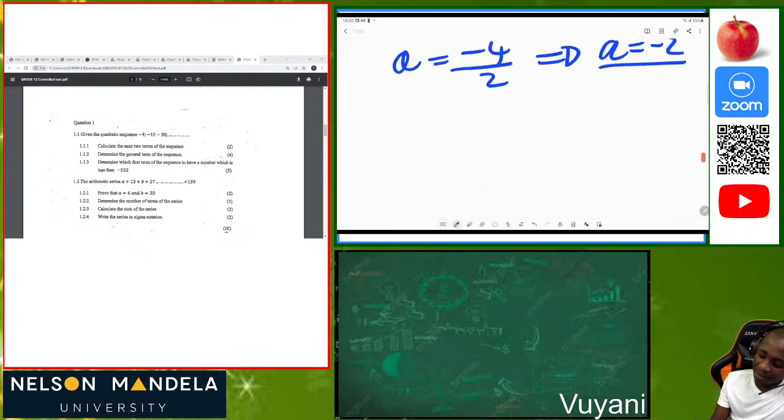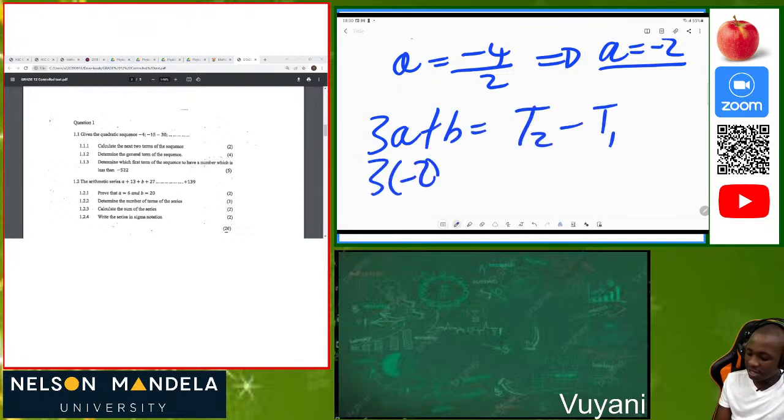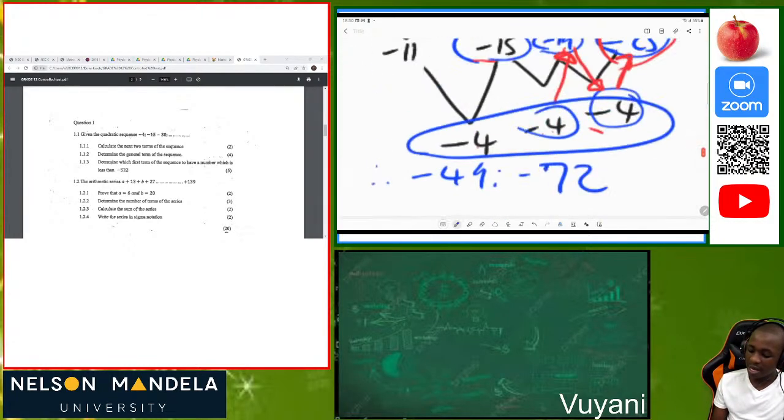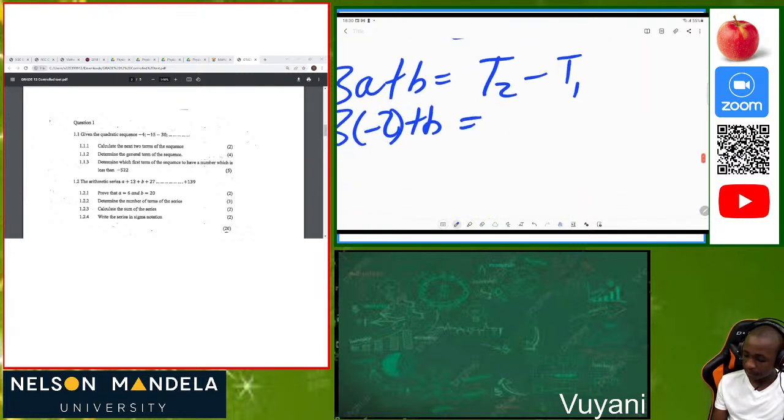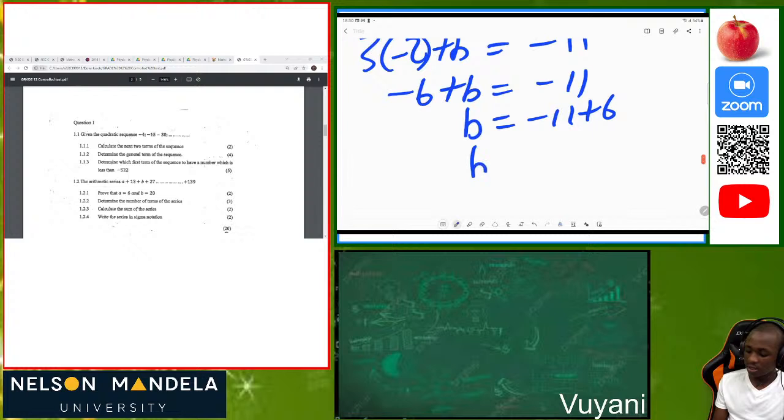Now we need the value of b. We say, as in the first video, 3a plus b must be equal to t2 minus t1. Our a we have calculated initially, which is negative 2. Now we must determine t2 minus t1. We had it here to be negative 11. So negative 6 plus b is equal to negative 11. Then we transpose 6, and when it crosses over it will be negative. Then negative 11 plus 6, we now have negative 6 minus 11. That is negative 5.